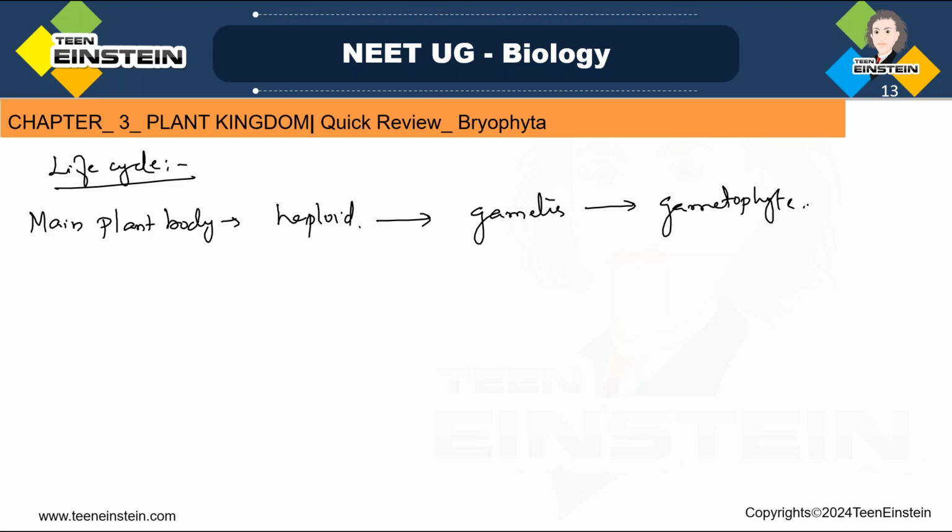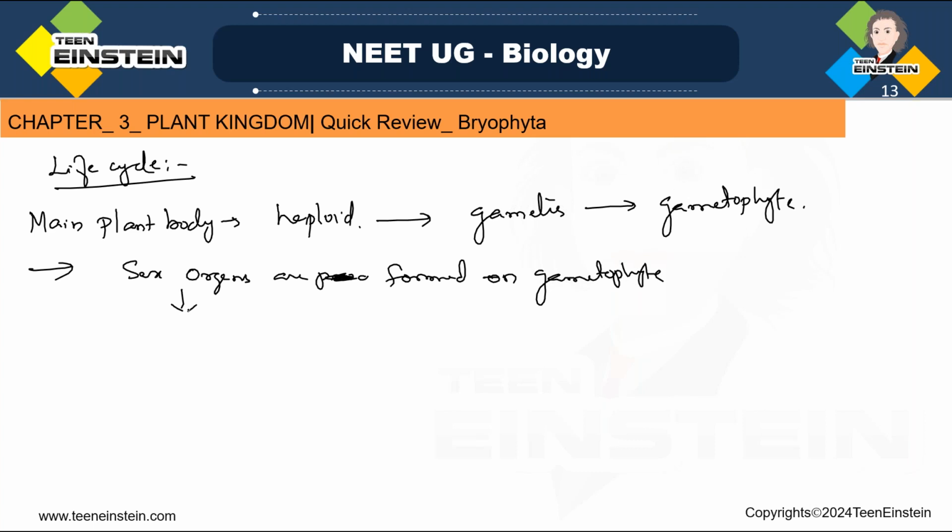This main plant body is in haploid condition and produces gametes, that's why it is called gametophyte. The sex organs are formed on the gametophyte, that's why it is producing the gametes. When we talk about the sex organs, we can say that these are multicellular and jacketed, with a jacket.